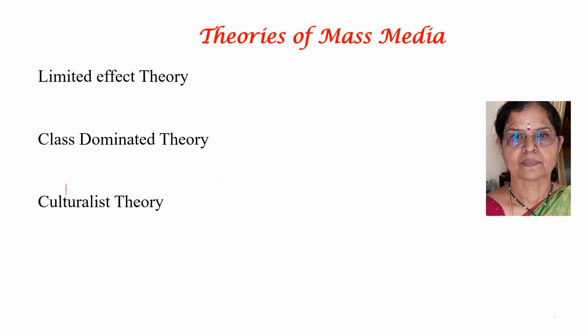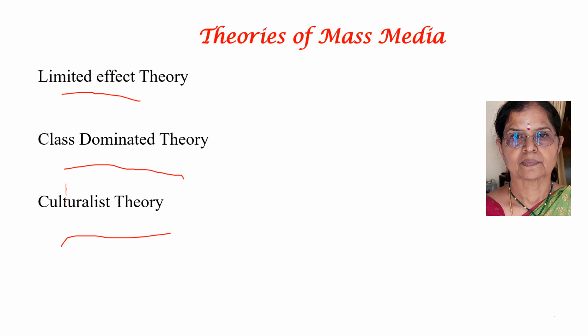Here are some of the theories of mass media. There are three popular theories. One is the limited effect theory, another one is the class dominated theory, and the culturalist theory. What are they? We will see. The limited effect theory says that media has lesser influence on the choices and the decisions made by the public. They say that the public don't have any choice.